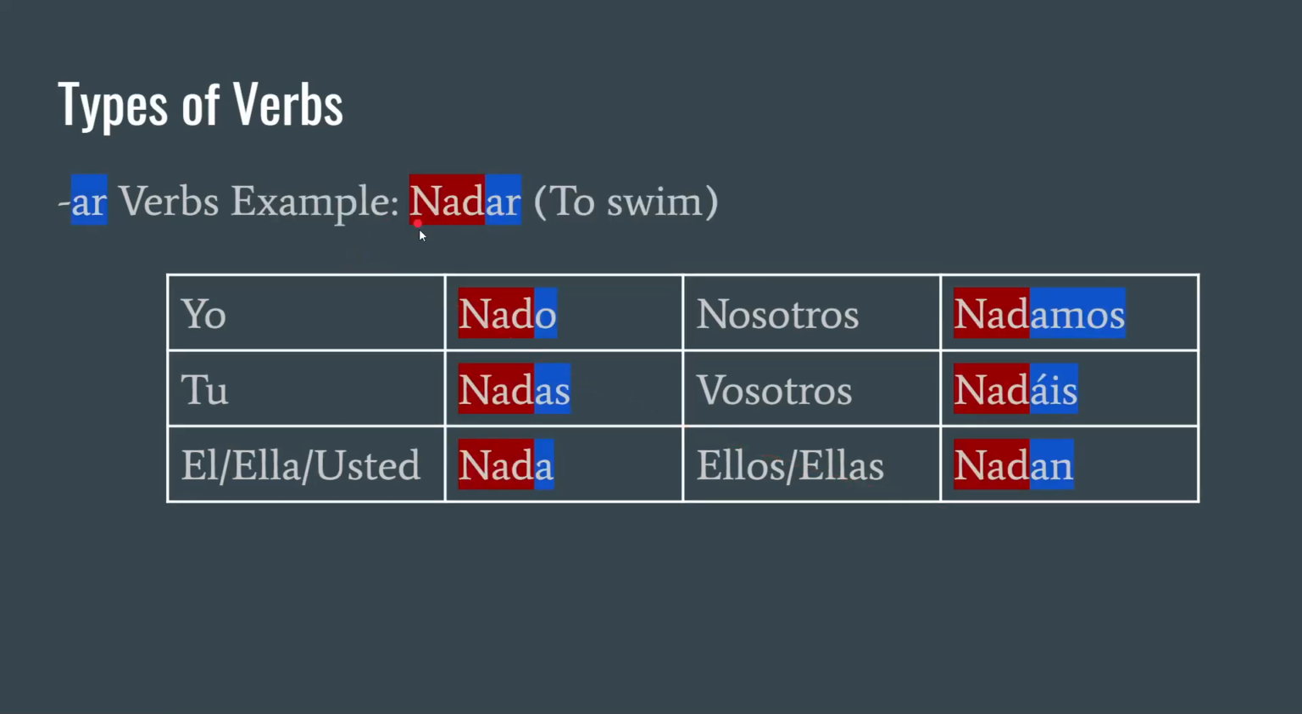So here's an example. We have the verb nadar, which is to swim. And you can see over here, here's the AR ending I was talking about. The verb ends in AR, and this is the root of the word. This is the main part of it, which is nad. So essentially what we're doing is we're just keeping this root all throughout, and we're replacing the AR with the appropriate ending. So yo form is nado, tú form is nadas. You can see the AS. Él, ella, usted, nada. Nosotros nadamos. Vosotros nadáis. Ellos, ellas, nadan.